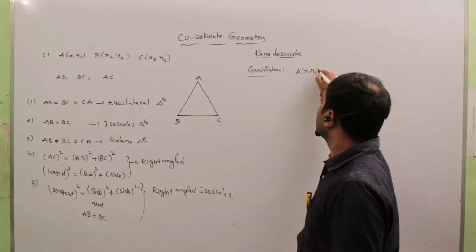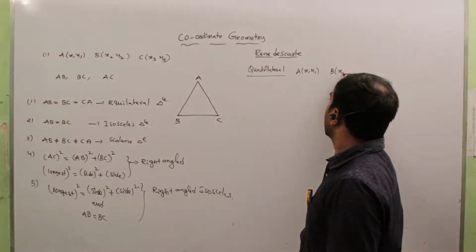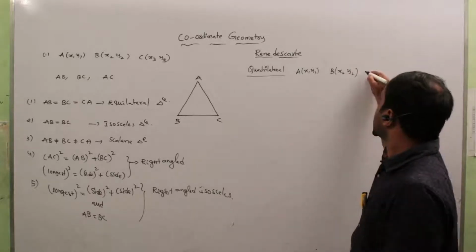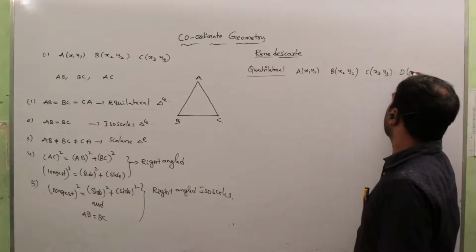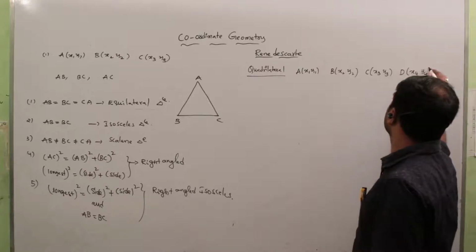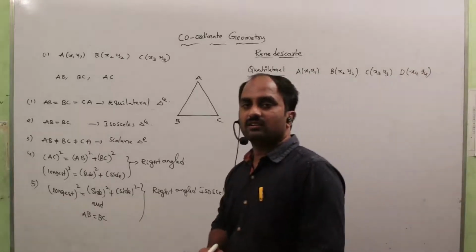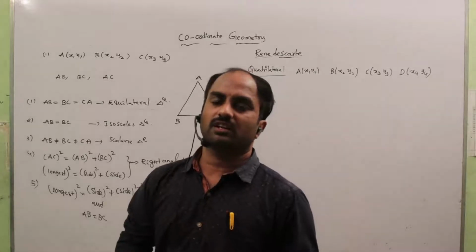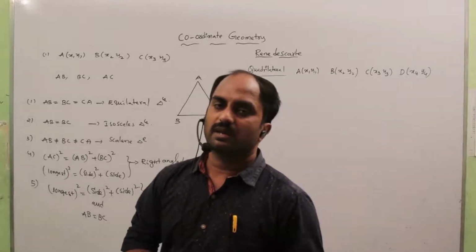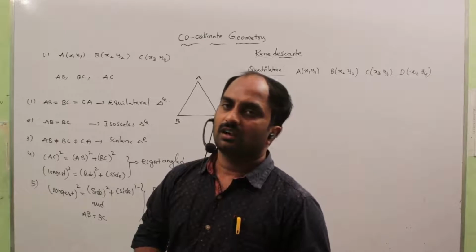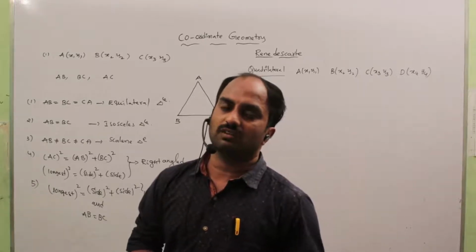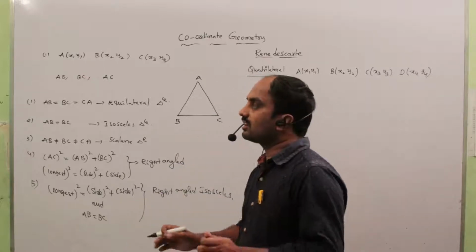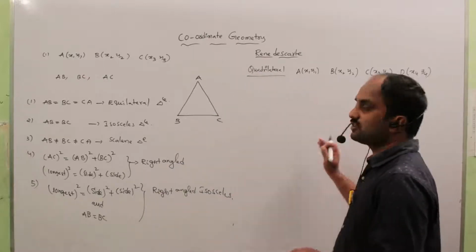A (x1, y1), B (x2, y2), C (x3, y3), D (x4, y4), and they are asking questions. What are they asking? Prove that the given vertices make a parallelogram, or prove that the given vertices make a rectangle, or prove that the given vertices make a square. Like that they are asking the questions. So how can we do it?